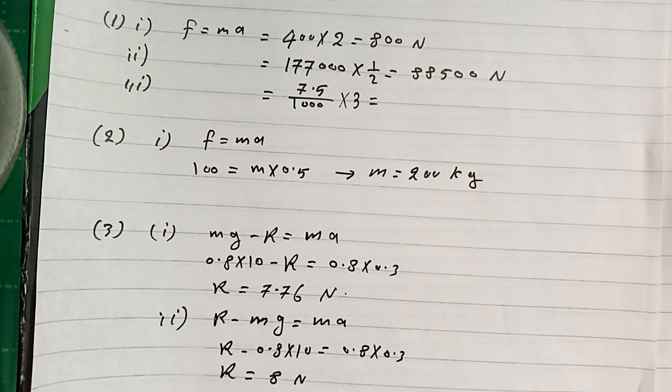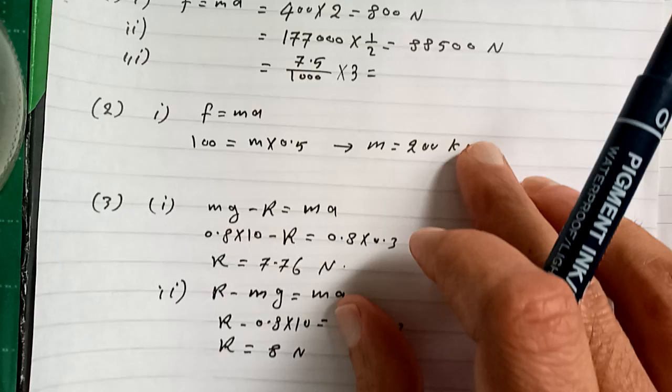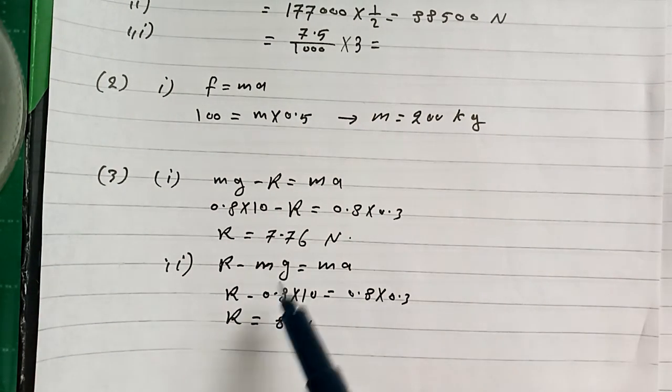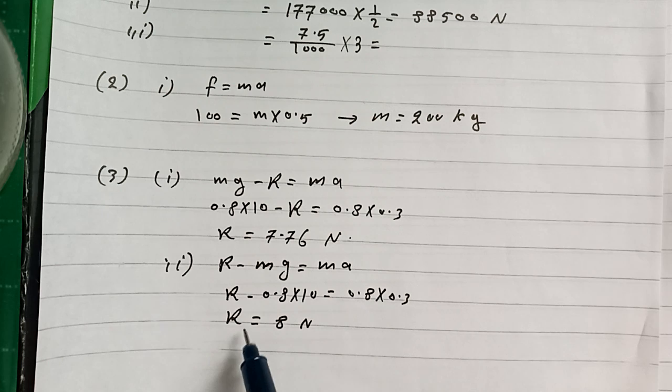The other case, moving upward at a constant speed, so you need to use the other equation, which is R minus mg equals ma, because it moves upward, to get R.